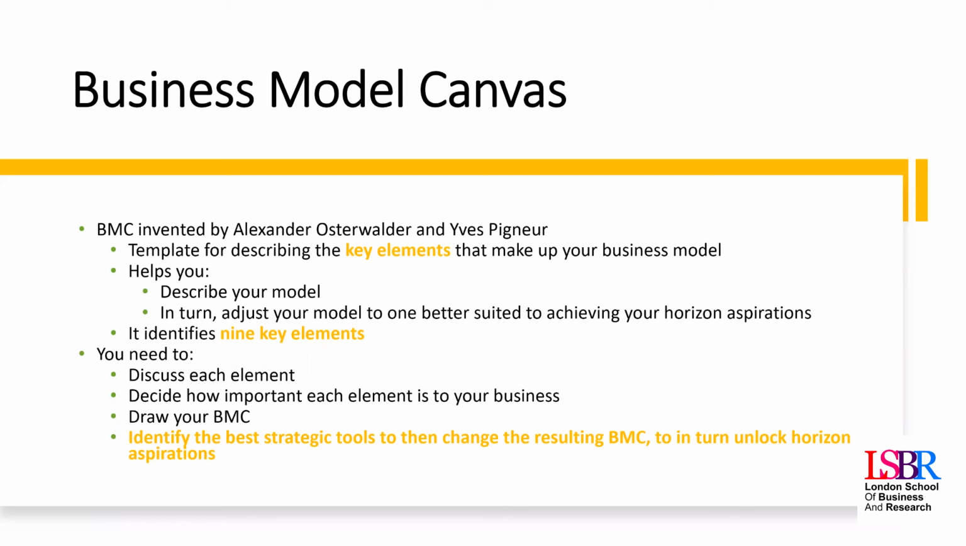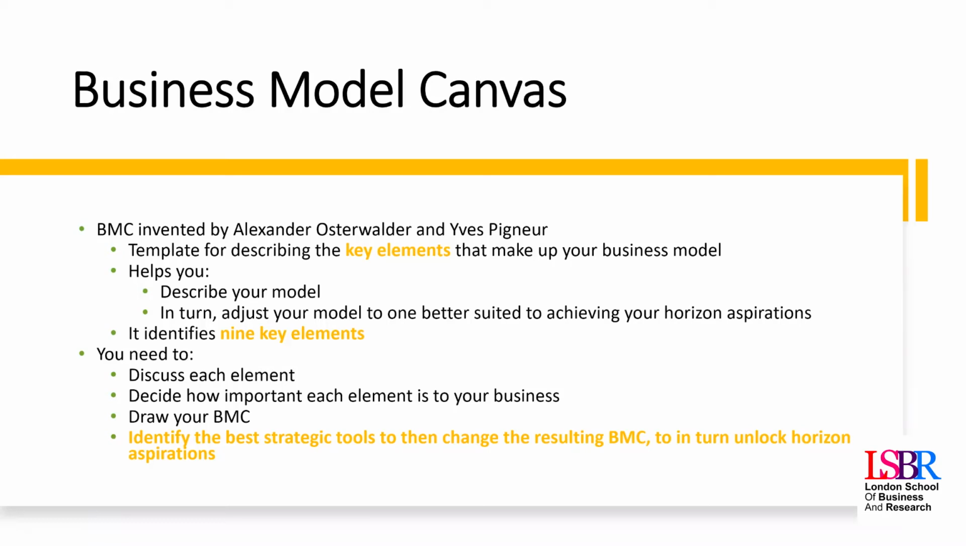Now, there are 9 key elements, and I'm going to cover each and every one of them with you. If you're going to do this in your assignment, I need you to be able to discuss each of these elements. I need you to be able to decide how important each of these elements is to your business. And I need you to be able to identify the best strategic tools to then change the resulting BMC. So what do I mean by that?